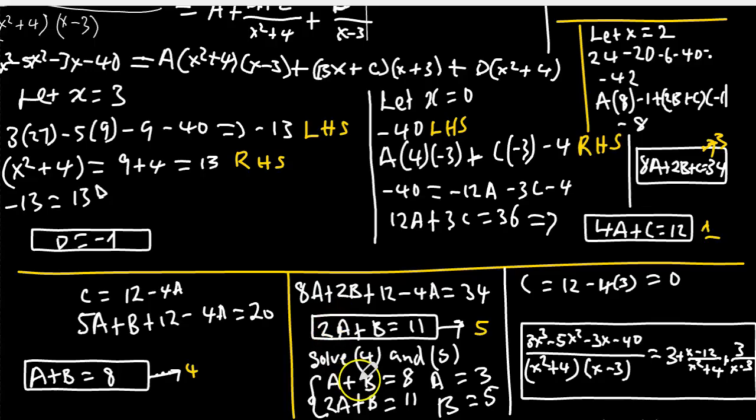Now we are going to solve equation 4 and 5 respectively. Equation 4 is a plus b, that gives us 8. 2a plus b gives us 11. Solving, a gives us 3, b gives us 5. And c, we have 12 minus 4 multiplied by 3. That is 0.